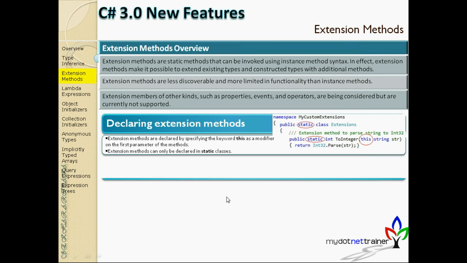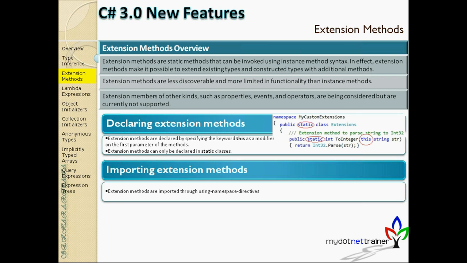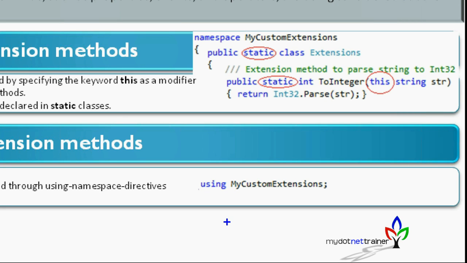And then importing the extension methods. How do you import the extension methods? Pretty simple. Extension methods are imported using the using namespace directive. What is the using namespace directive? It is nothing but the using statement, the same thing that we have seen so far. All we care about is the namespace where this extension method exists. So just include that namespace in your program and you're all done.